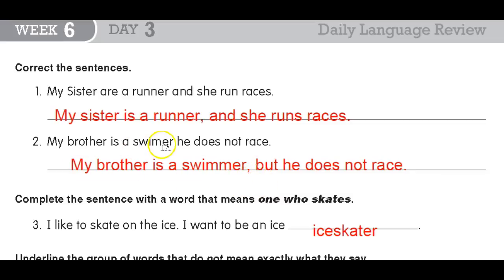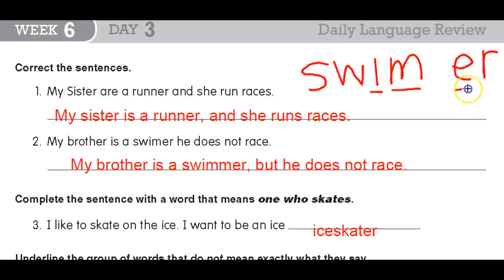And if you notice, swimmer is the same thing we talked about on the last day. You need to double the consonant. You have the word swim. Okay, the word swim ends with a vowel and one consonant. We want to add a suffix that starts with a vowel, so we have to double the consonant before we do that. Okay, two consonant insulation before the suffix that starts with a vowel.